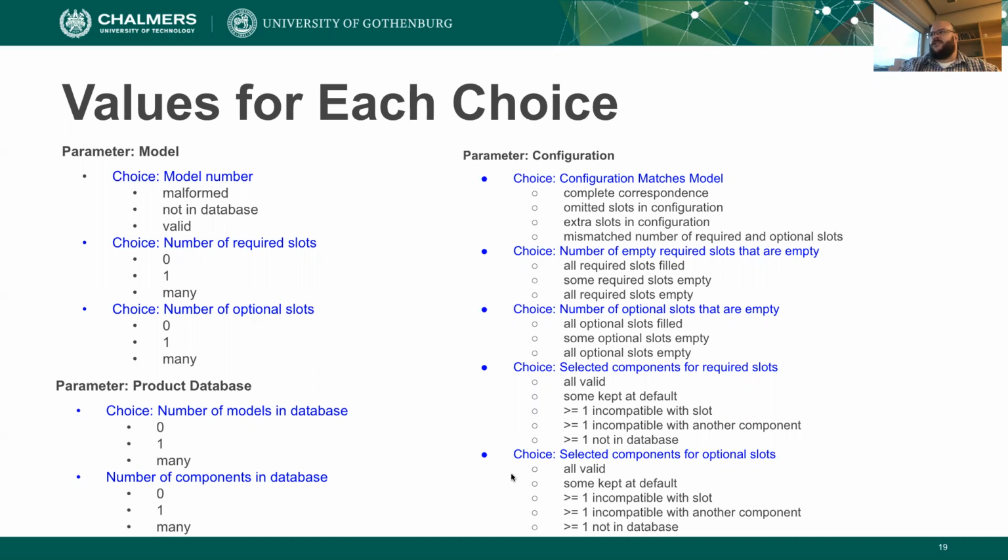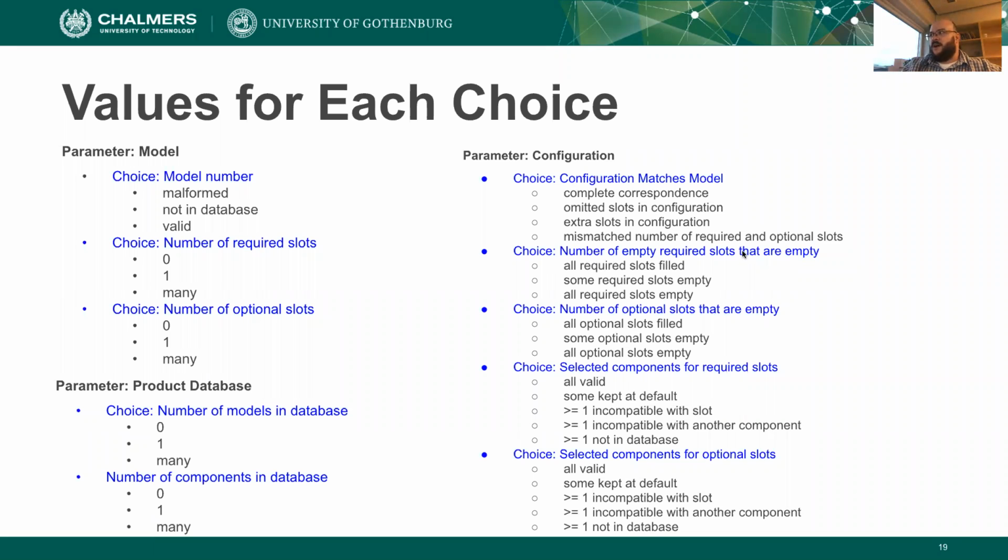Here we have 5 choices we make. Does the configuration match the model? Well, for this, there's complete correspondence. There might be something where our configuration leaves out slots that are required, something where we add additional slots, or something where the number of required is incorrect or the number of optional is incorrect, but maybe the total is correct. Like there's 10 slots in total, and we expect 3 required and 7 optional, and maybe in our test we have 5 required and 5 optional, and we see what happens.